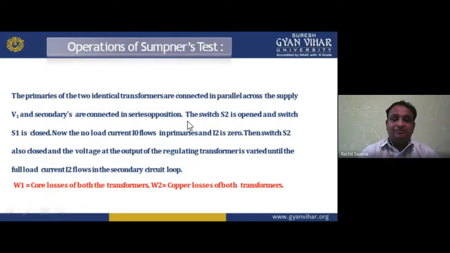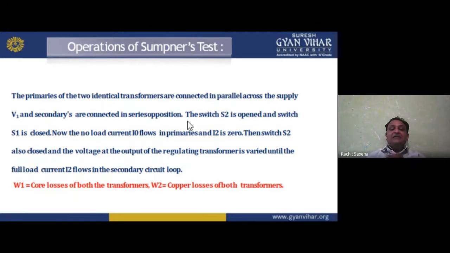Now W1 is responsible for the core loss of both the transformers, and W2 is responsible for the copper loss of both the transformers. What are W1 and W2? W1 and W2 are the wattmeters. They basically give you the reading of power usage, how much power you use. So they give you the power, in this test giving the losses. In the open circuit test it is separate, in the short circuit test it is separate.